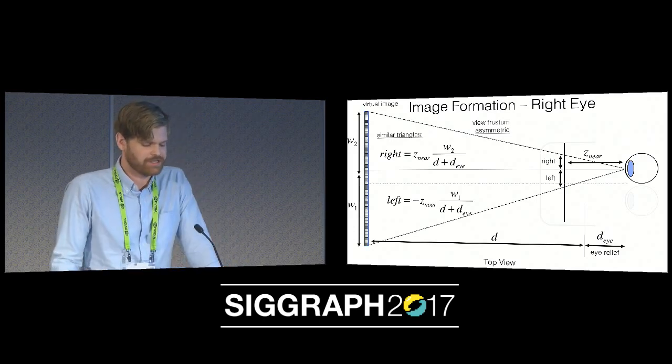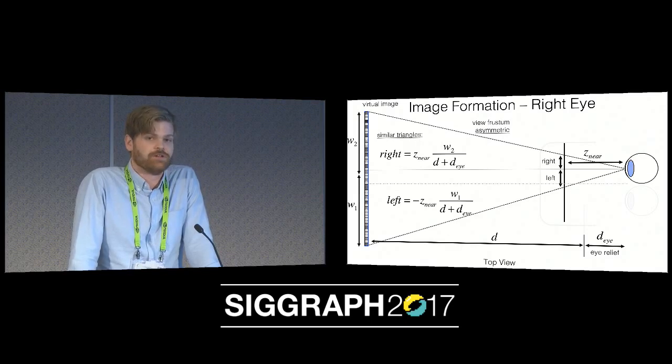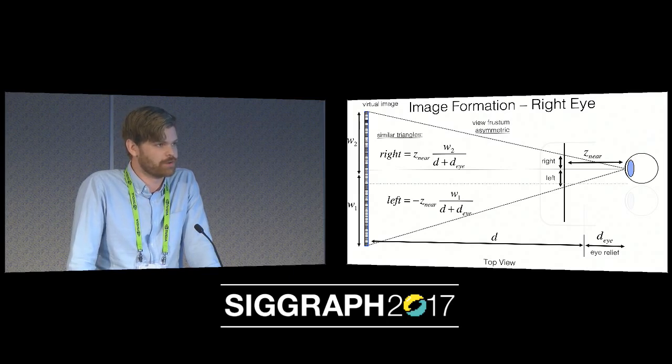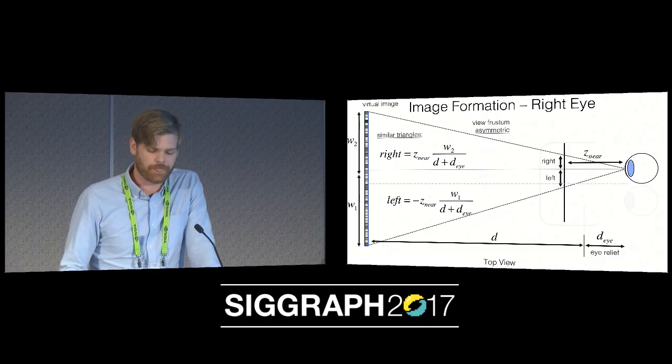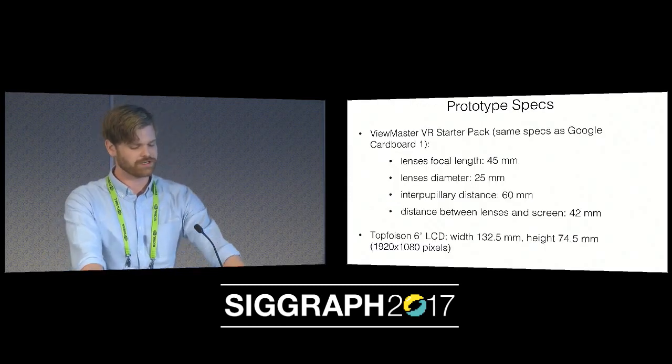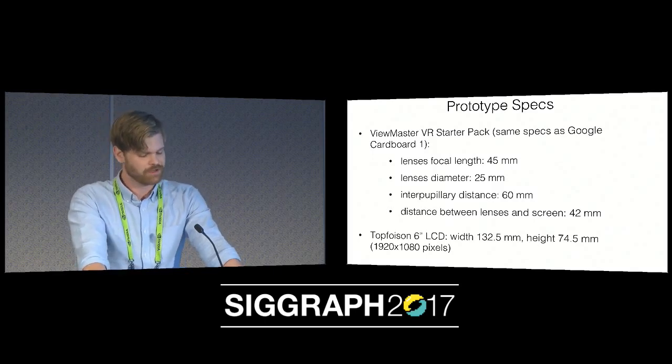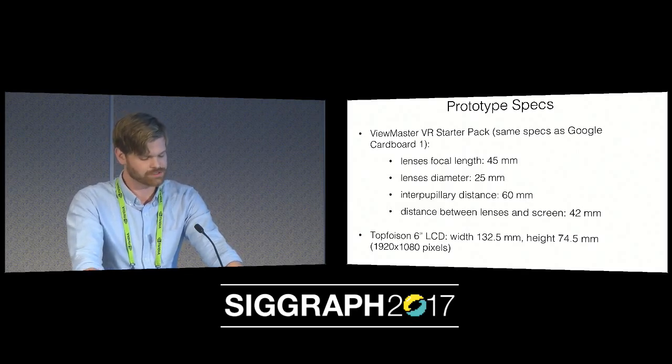For this, it's really important you notice that we need to know a lot of physical parameters about the display itself. Defining these projection matrices is very intertwined with the specific hardware that you have, the focal length of the lenses, the distance between the lens and the screen. We have all of those defined here for the ViewMaster starter pack that we have. The focal length of the lenses is 45 millimeters, the lens diameters are 25 millimeters. All these are very important for defining these matrices correctly so that you have a pleasant viewing experience. And you also need to know the dimensions of the LCD panel, which we have provided here.